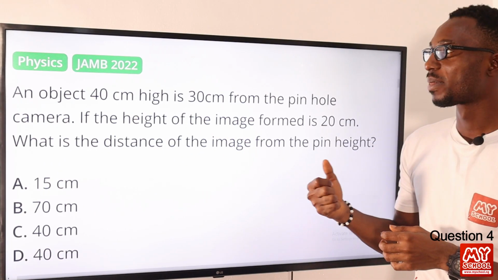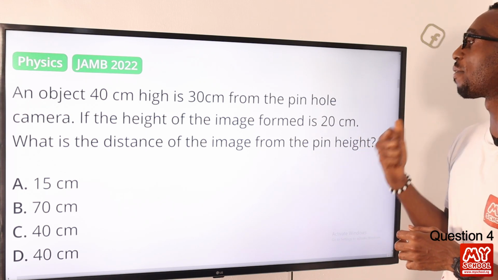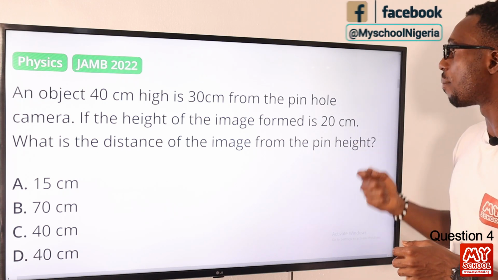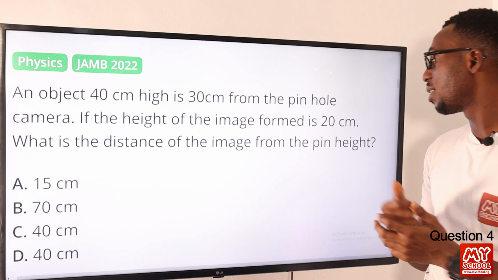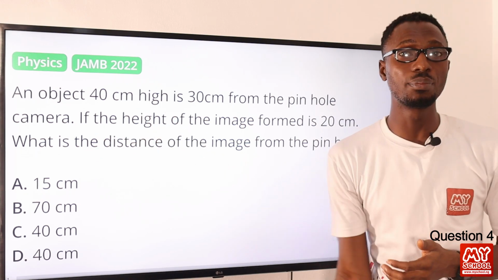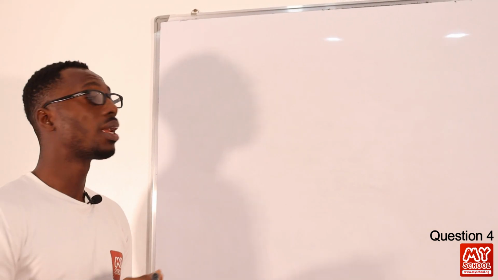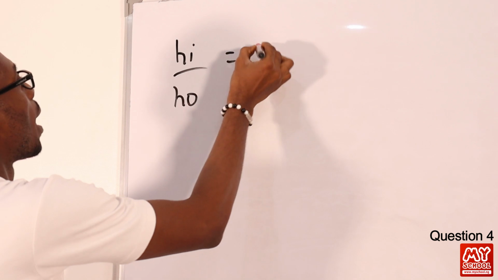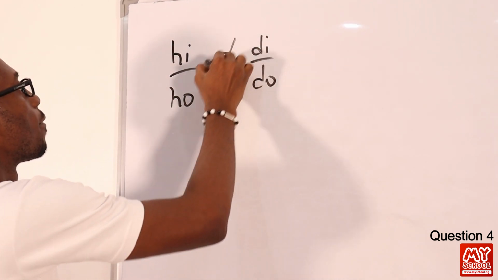Question 4. An object 40 centimeter high is 30 centimeter from the pinhole camera. If the height of the image formed is 20 centimeter, what is the distance of the image from the pinhole? So this is what we are going to resolve. You just recall your formula regarding magnification: image height, object height, then image distance, object distance. So this is exactly what we are looking for.